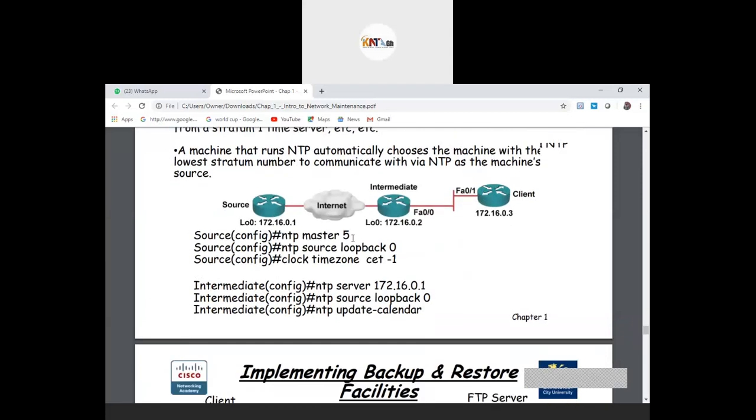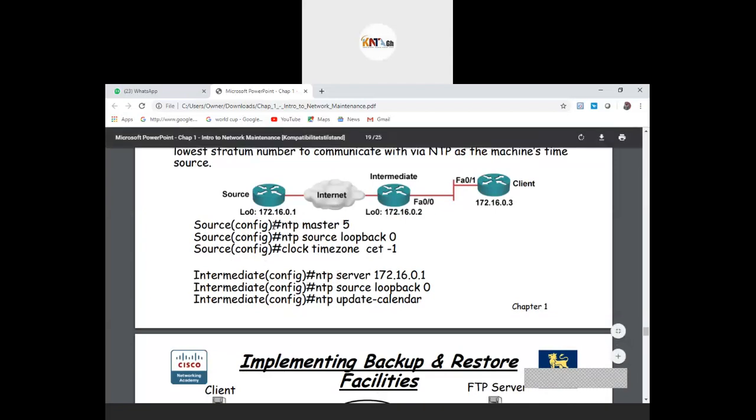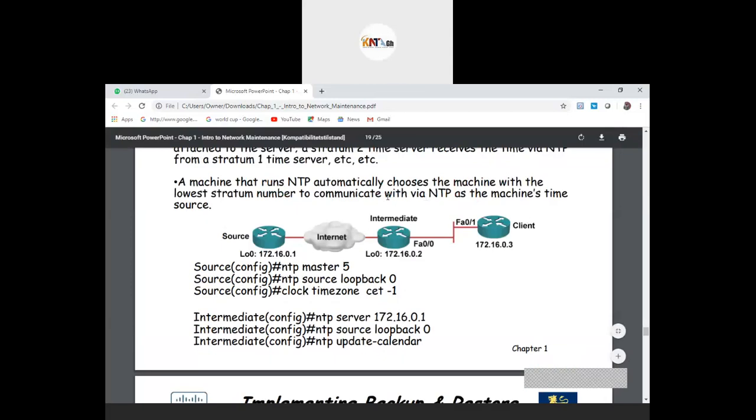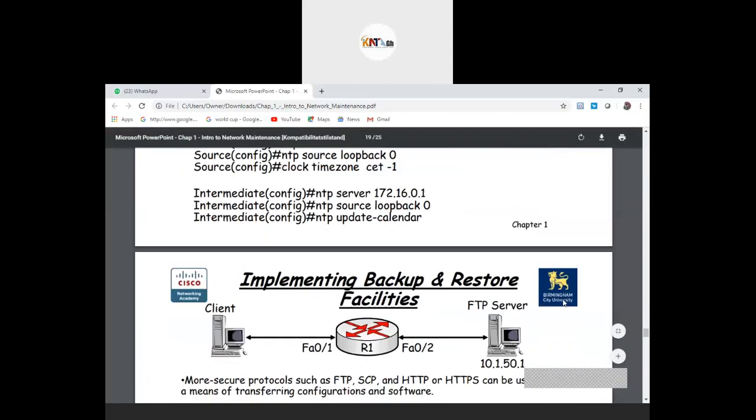Now, so these are the configurations. This is a router, this is a router, this is a router. All of them are understanding each other through Network Time Protocol. So these are the configurations for Network Time Protocol.